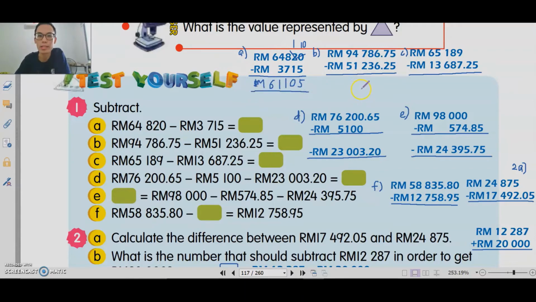Please check your answers, yeah? Okay, 1B over here, 5 minus 5, 7 minus 2, your decimal point, 6 minus 6, 8 minus 3, 7 minus 2, 4 minus 1, 9 minus 5, and then RM. Okay, 1C is over here.